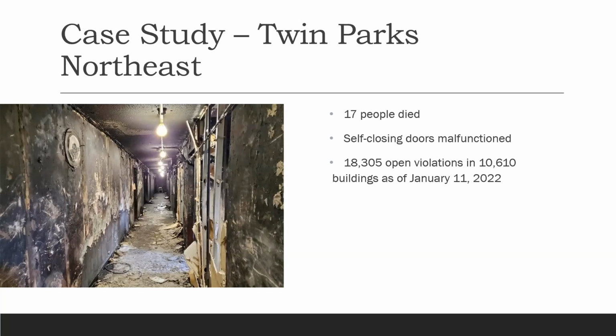And so if any of you are living in New York or from New York today, all of this data may hit a bit closer to home. In addition to that, 58 buildings in Queens had 100 open violations related to self-closing doors. A building in Brooklyn has 21 open violations. A Bronx building had 20 violations. And overall, as of January 11th, 2022, there were 18,305 open violations in 10,610 buildings. That's scary.